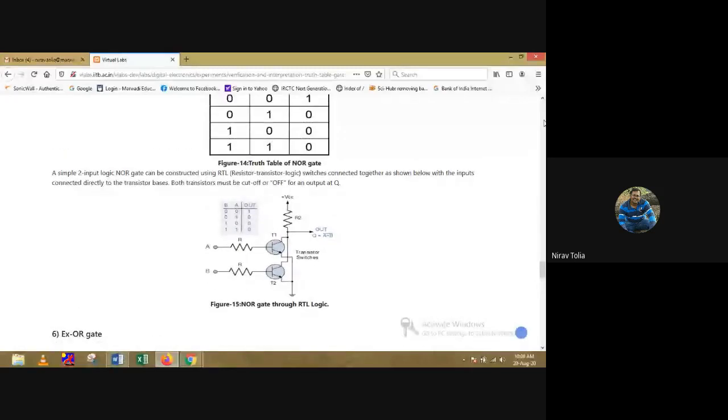You can implement a NOR gate by using RTL also, which is resistor transistor logic, or you can implement it by using NAND or diodes also. So this is the circuit for the NOR gate, which is constructed by the RTL logic, which is resistor transistor logic.